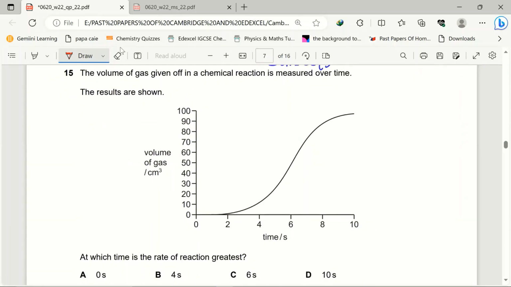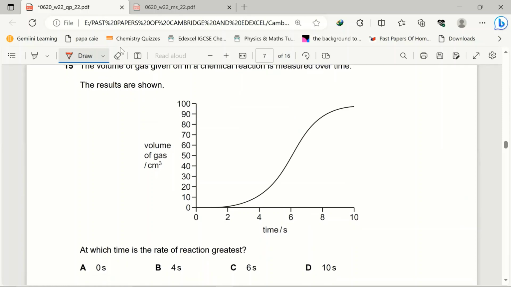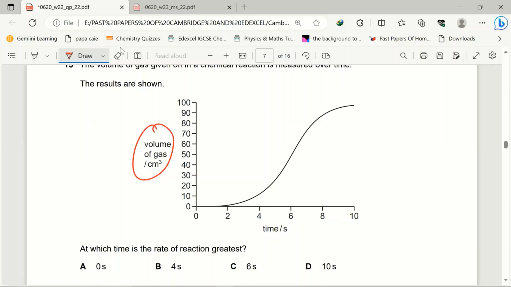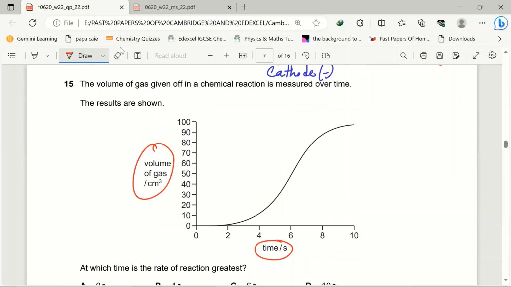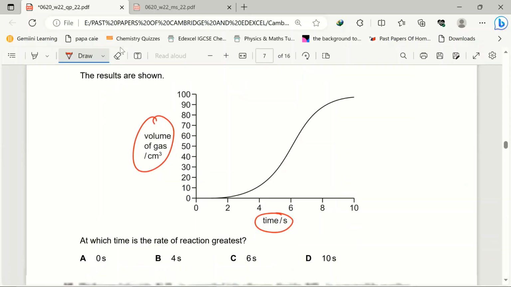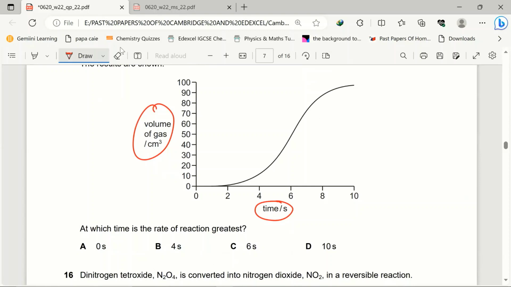Question number 15. The volume of gas given off in a chemical reaction is measured over time. The results are shown, with volume of gas on the x-axis and time on the y-axis. At which time is the rate of reaction greatest? The steeper the curve, the greater the volume of gas evolved per unit time. So at which time is the rate of reaction greatest?